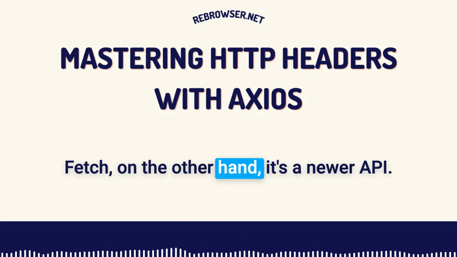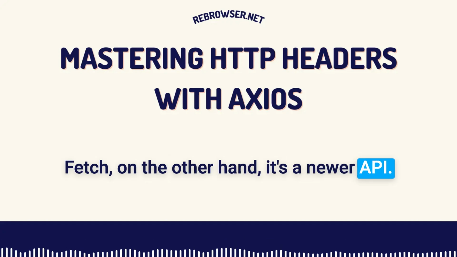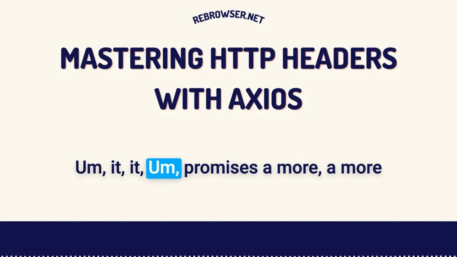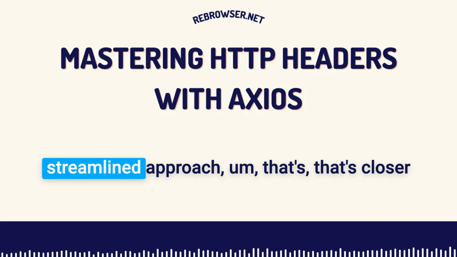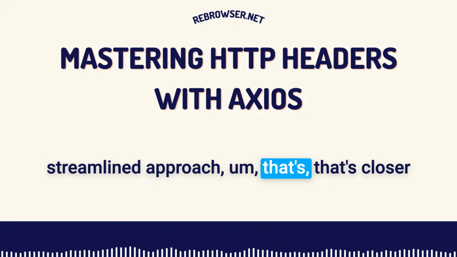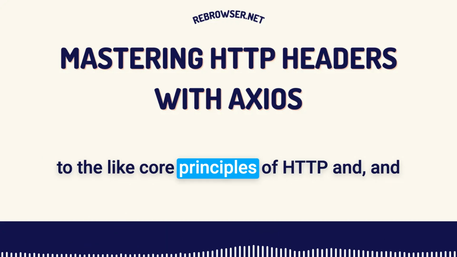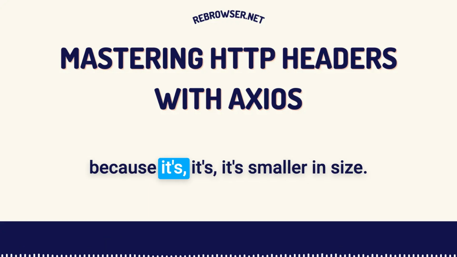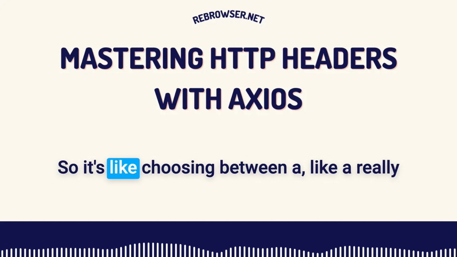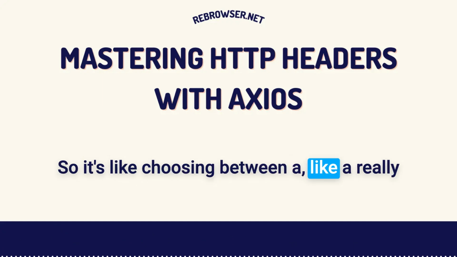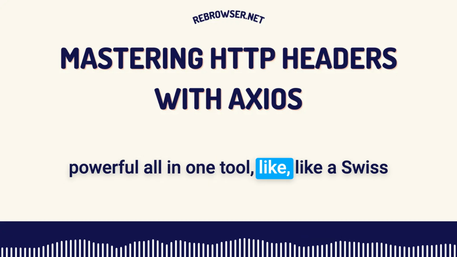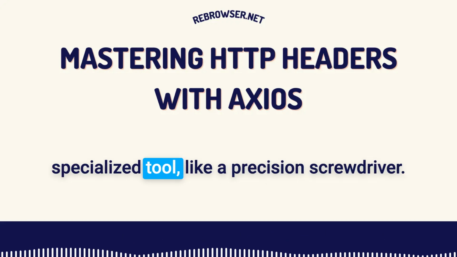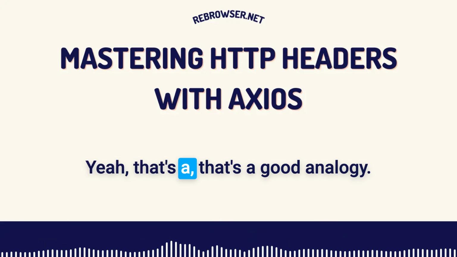Fetch, on the other hand, is a newer API. It's built right into modern browsers. It promises a more streamlined approach that's closer to the core principles of HTTP and potentially better performance because it's smaller in size. So it's like choosing between a really powerful all-in-one tool like a Swiss Army knife versus a simpler, more specialized tool like a precision screwdriver. Yeah, that's a good analogy.